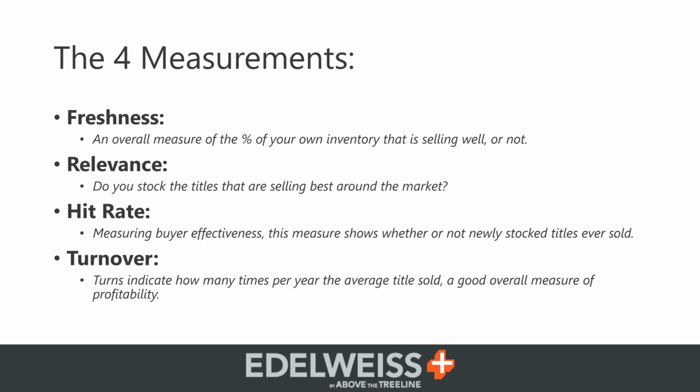Each of the genres, and we'll talk about the genre thing in just a second, is going to be measured by 4 different measurements: freshness, relevance, hit rate, and turnover. Freshness is essentially, is what I'm stocking selling, to put it quite simply. Relevance is, am I stocking titles that everybody else is selling? And the hit rate, which is my personal new favorite, is of the new titles I'm bringing in, what is selling and what is not.